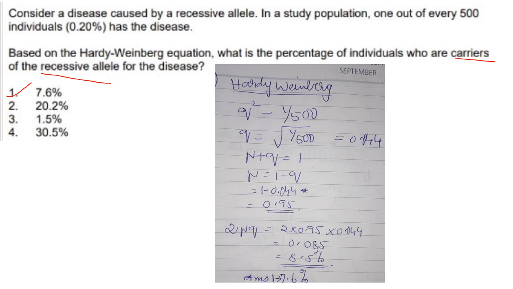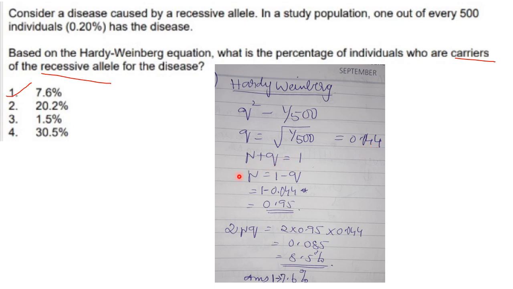So q square they have given as 1 by 500. Q is 0.044. Here the 0 is not visible correctly because of my overwriting. So 0.044 is the answer.